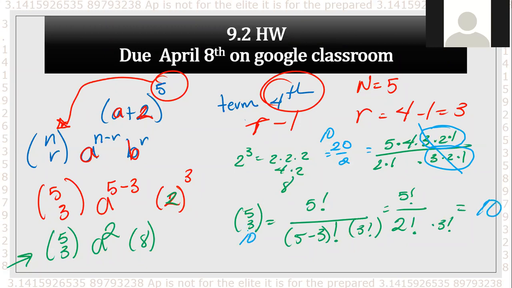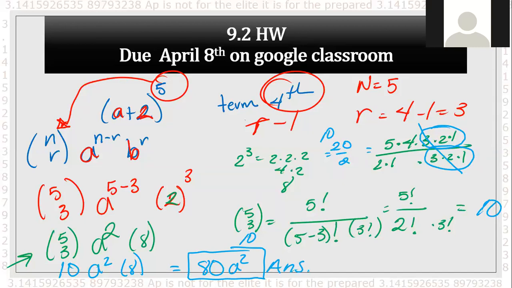This right here is equal to 10, which is a to the 2nd times 8. However, I have like terms here, guys. I got a 10 and I got an 8, so I can combine those together. What is 8 times 10? 80. And that's cool. That is your solution. That is your answer. Any questions on that, guys?